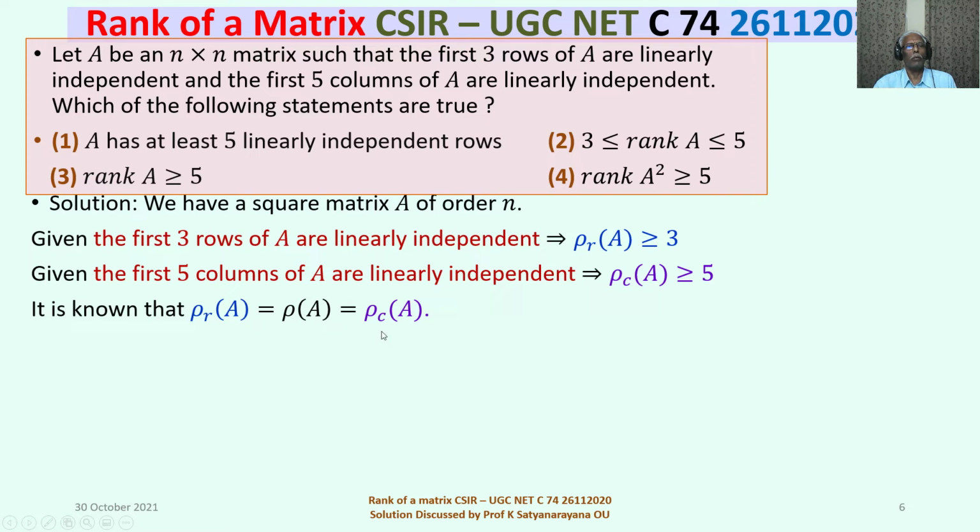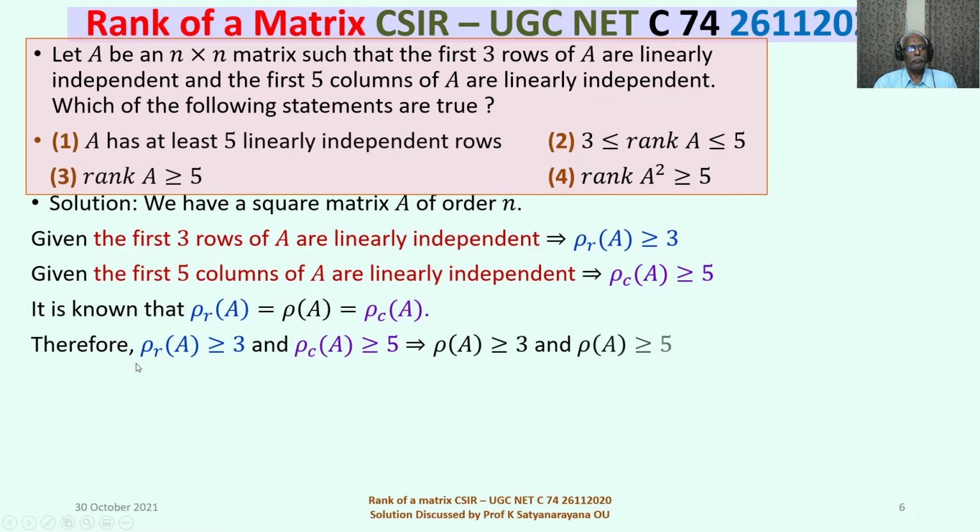It is well known that the rank of A is equal to the common value of row rank of A and column rank of A. Therefore, row rank of A greater than or equal to 3 and the column rank of A greater than or equal to 5 will imply rank of A greater than or equal to 3 and rank of A greater than or equal to 5.